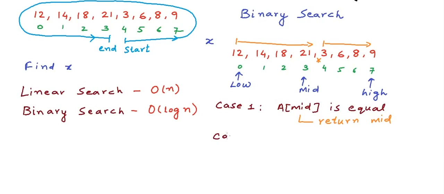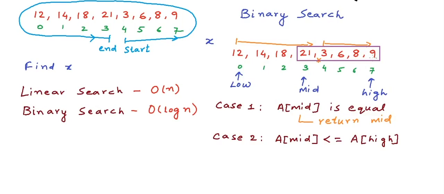So our case 2 will be if a[mid] is less than or equal to a[high]. Basically we are looking at this particular part of the array. We include the mid element and look for the segment extending till the highest element. If this condition is true, then this whole segment is sorted. In this example, this segment is not sorted, but if the right segment was sorted, there would be two conditions. Let's say these conditions are 2a and 2b.